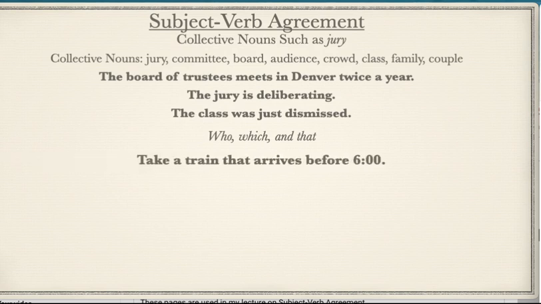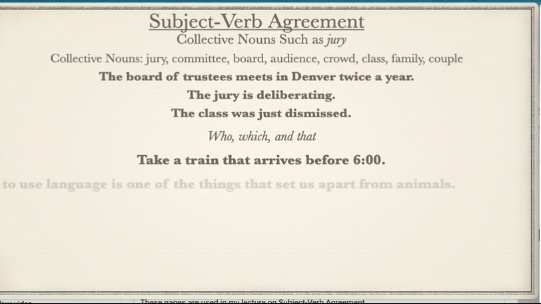Here's our example. Take a train that arrives before 6 o'clock. The relative pronoun here is that. And the subordinate clause is take a train that. What is the antecedent, or the word that comes before that? It's the word train, right? So we wouldn't say the train arrived, but we'd say the train arrives. So just look at the antecedent before the pronoun. To summarize, be sure to know what the antecedent is before you determine what form of verb to use.